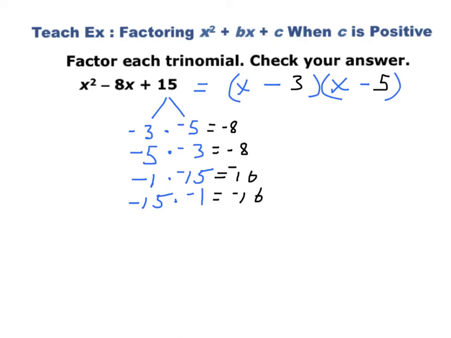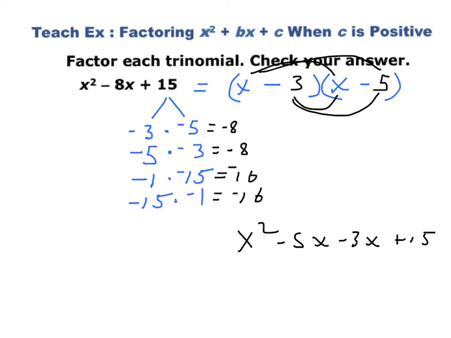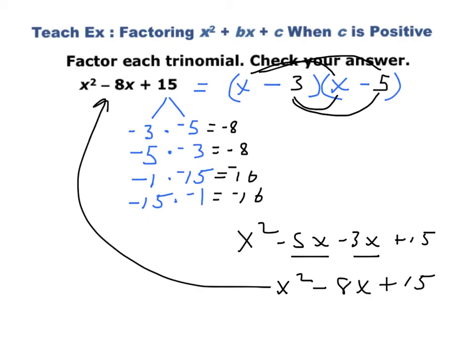And now, of course, we need to check it. Why do we need to check it? Because I said to check it. So let's go ahead and check it. So let's see. X times x gives you an x squared. X times negative 5 gives you minus a 5x. Negative 3 times x gives you negative 3x. And negative 3 times negative 5 gives you plus a 15. Let's add like terms. These are my two like terms. So I have x squared minus 8x plus 15. Now, look, is that the same as what I had? If it is, that means that these are my factors to the trinomial.